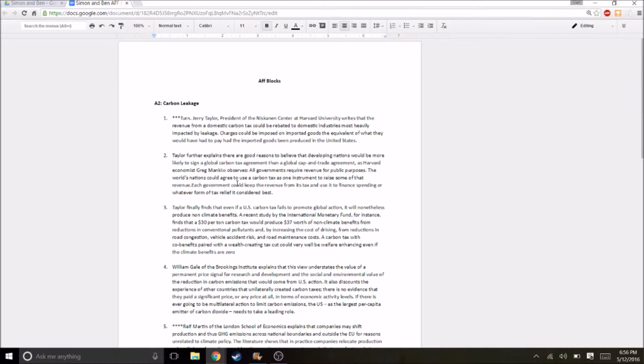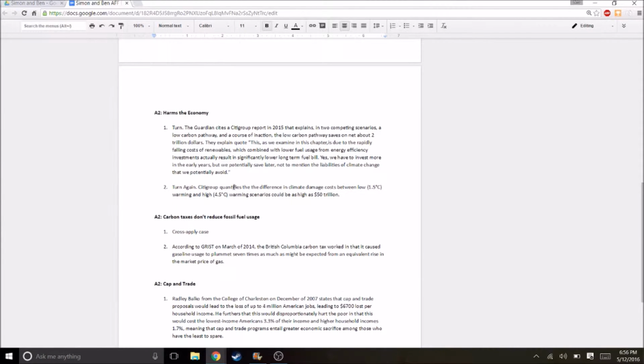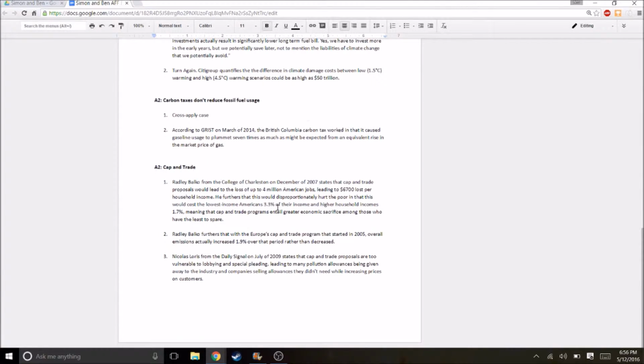This is another example of blocks being made, and it's showing that you can literally just read the blocks line by line to answer the opponent's arguments.